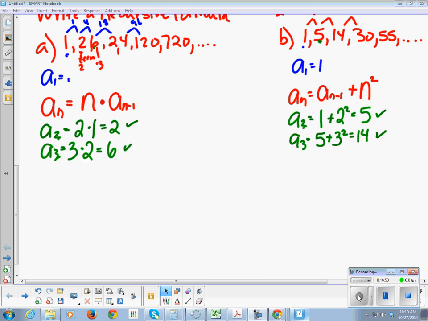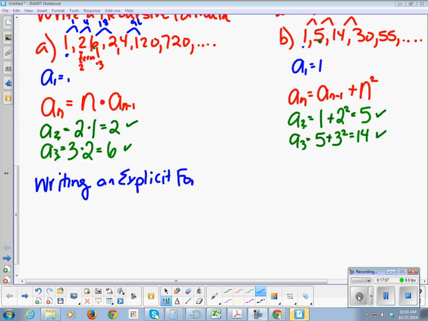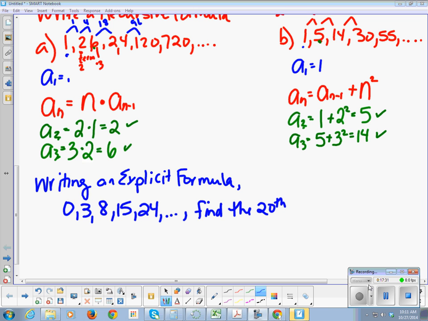So we're going to do one example of an explicit formula. Given the sequence 0, 3, 8, 15, 24, and so on forever, we want to find the 20th term. So before we do that, we have to find the pattern.